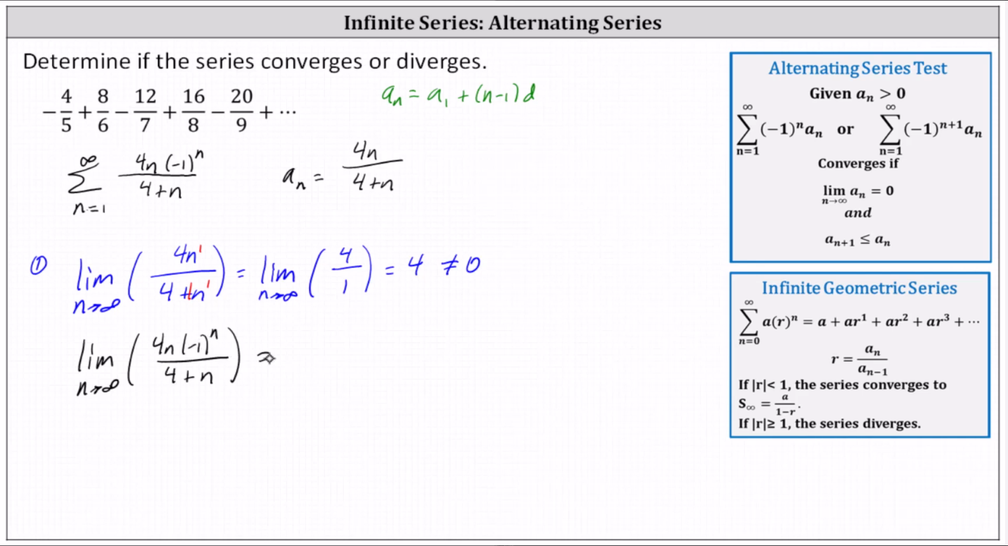which may seem more challenging because of the negative 1 to the power of n. But if the limit of the non-alternating formula is equal to 4, then the limit of the alternating formula will oscillate between positive 4 and negative 4, which indicates the limit doesn't exist, and once again fails the nth term divergence test. So the given series diverges by the nth term divergence test.